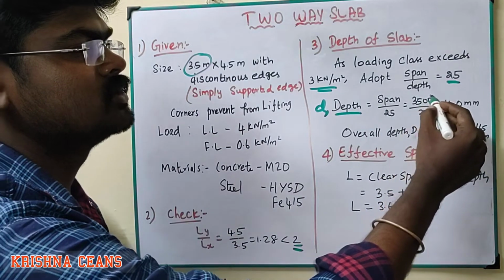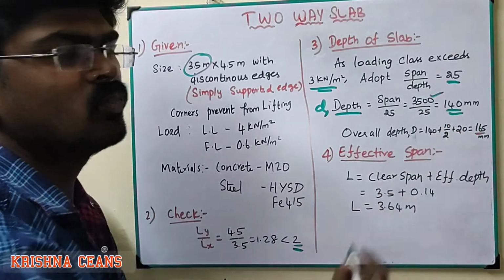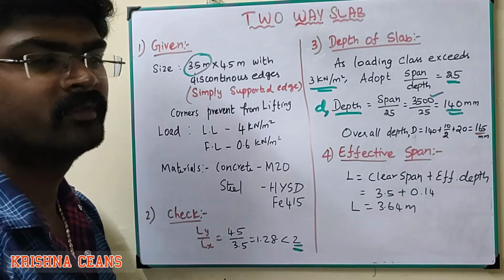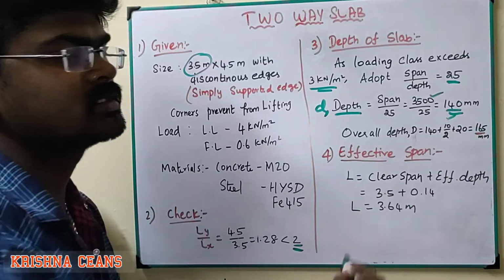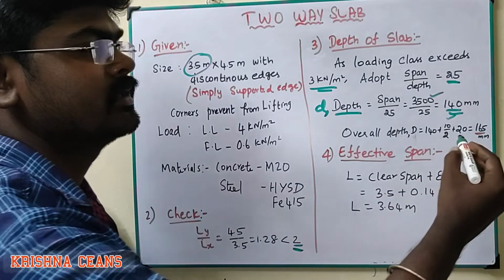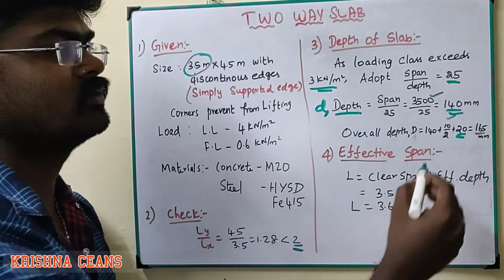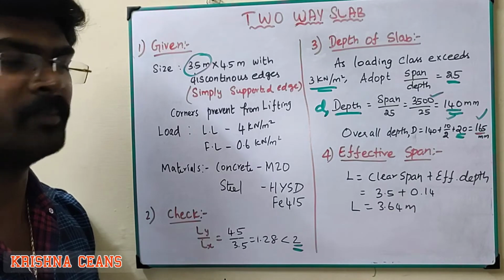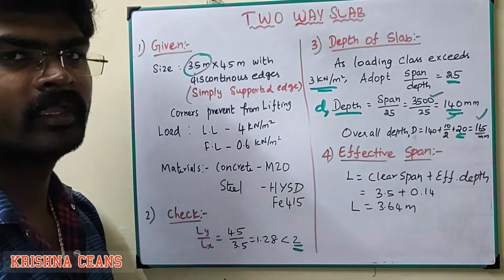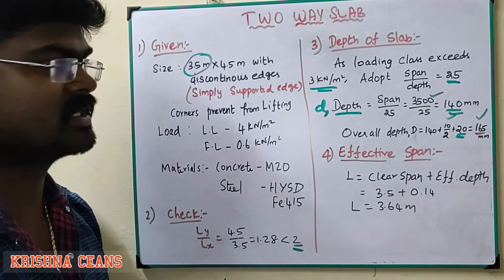So 3500 divided by 25 gives 140 mm as the effective depth of the slab. We need to provide at least 10 mm for the half bar diameter, then 20 mm cover. So the overall depth is 165 mm. From the ratio we get a clear idea about the depth of the slab.